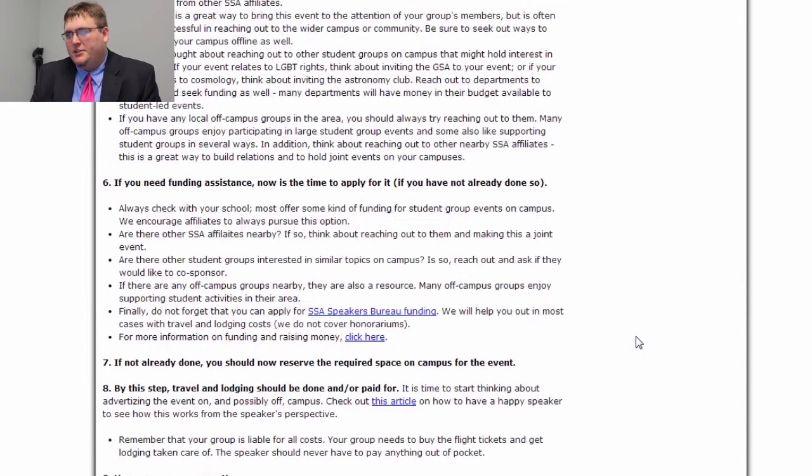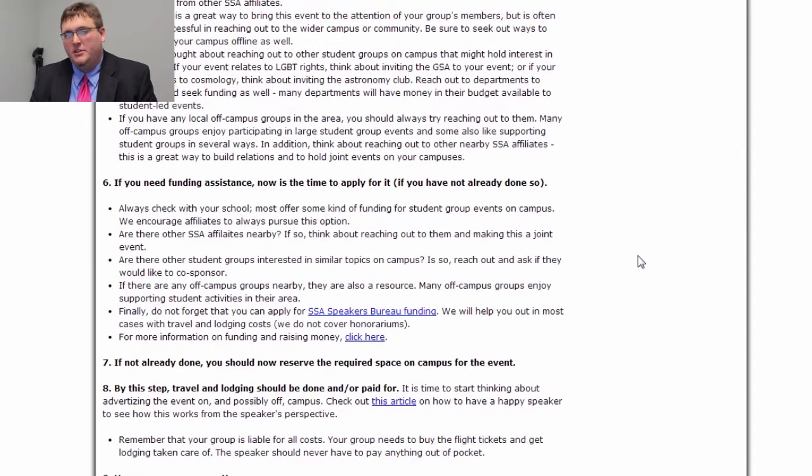So, if you need funding assistance, which you really need to know ahead of time what your budget is going to look like for your event, first you want to check with your school. If you don't already know this person, there's likely a student life representative or similar who knows how the funding works at your institution. That's probably the best source of funding you can get.